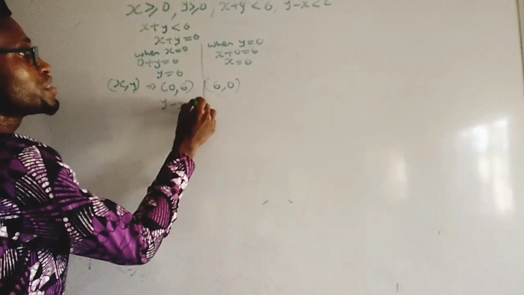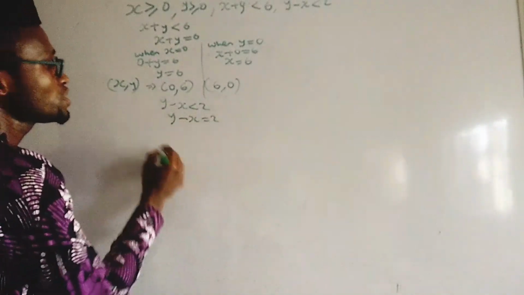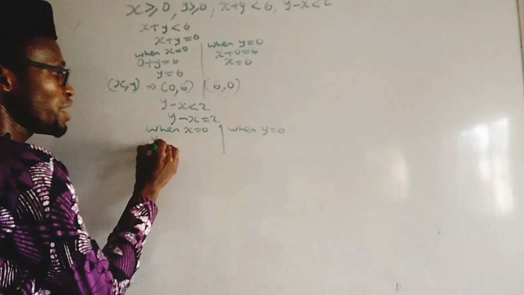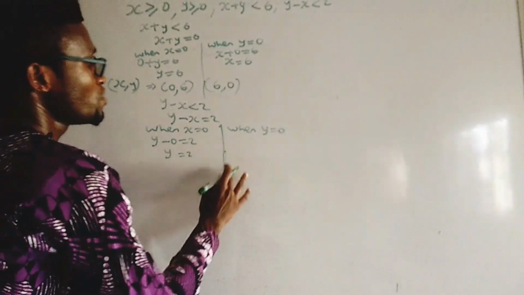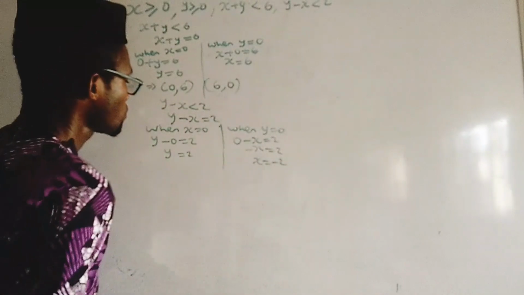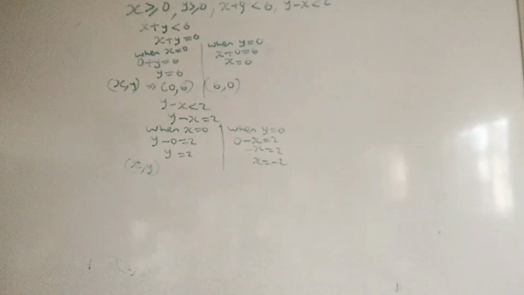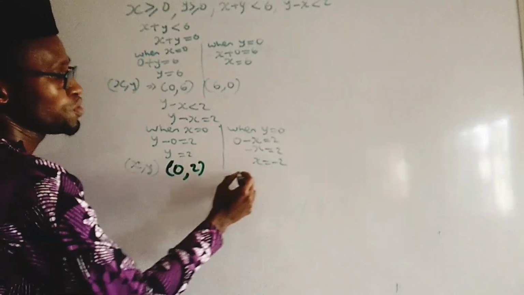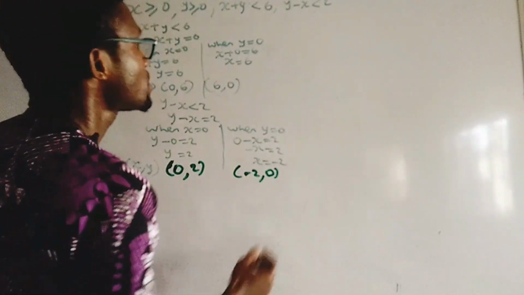Now the other one: y - x < 2. We convert this to an equation. When x is 0, we have y - 0 = 2, so y equals 2. When y is 0, we have 0 - x = 2, so -x = 2 and x is -2. What are our points of intersection? Remember, it must be x before y. So we have (0, 2) and (-2, 0).